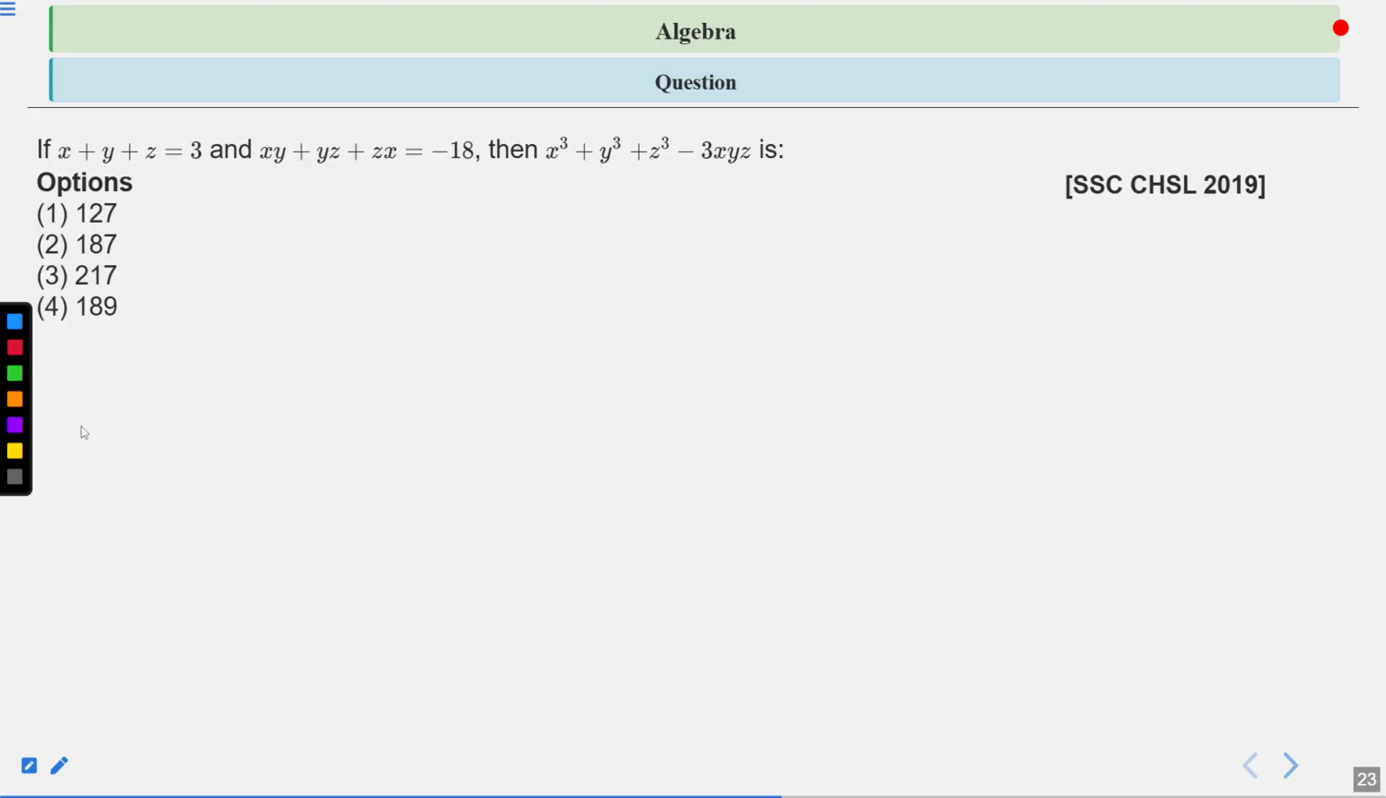If x plus y plus z equals 3 and x into y plus y into z plus z into x equals minus 18, then what is the value of x cube plus y cube plus z cube minus 3xyz? This question was asked in the SSC CHSL exam in 2019. There are four options. First one is 127, second is 187, third one is 217, and fourth one is 189. Now you have 10 seconds to analyze the question. Your time starts now.